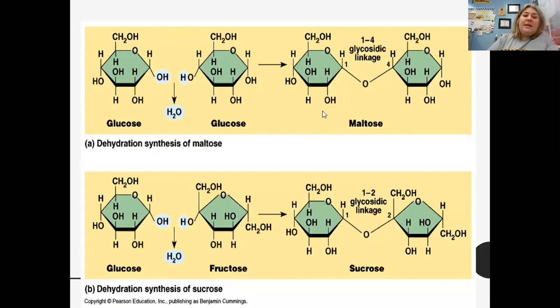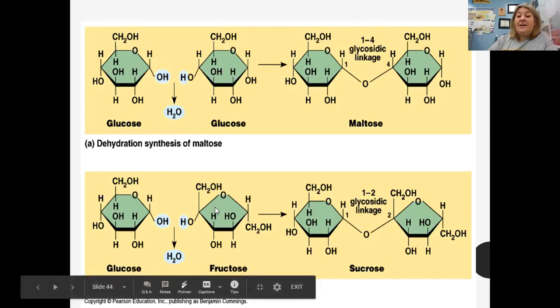When you look at these rings, the carbons are given numbers. So in this case, if we're going to put these two glucoses together, we would form this 1,4 glycosidic linkage here, and that forms a maltose. So these are two 6-carbon rings. They're put together, and they form now a 12-carbon chain, and it's known as maltose. Right here, you have a 6 and a 5 carbon. Put them together with a 1,2 glycosidic linkage, and you form a whole new type of sugar.